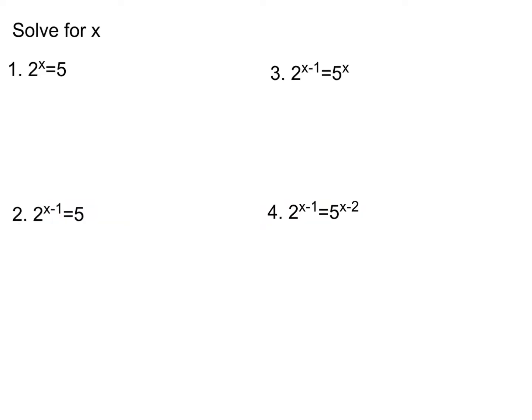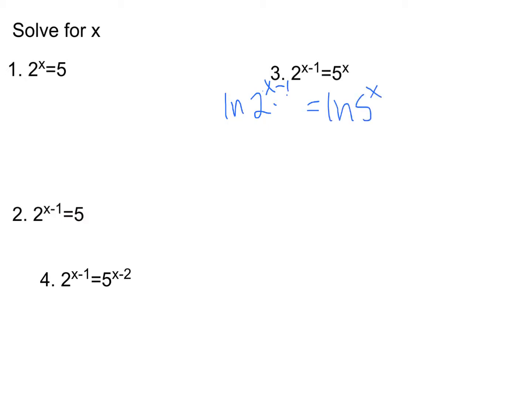Now let's go ahead and take a look at some of the problems. Let's take a look at number 3, and I'll clear out a little space here. So all we're doing is taking the natural log of both sides so that we can bring down our exponent, and there we go. And so we simplify this, and we'll end up with x ln of 5 on the right and x minus 1 quantity times ln of 2 on the left.